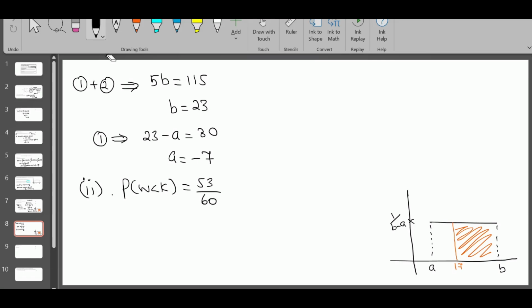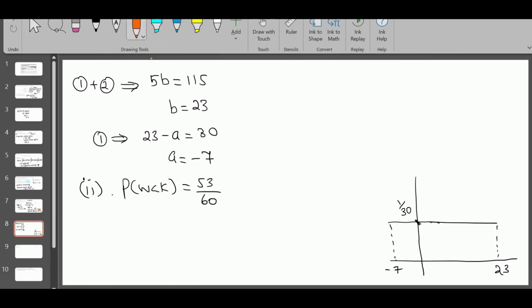Okay, now we know the values of a and b. Put it as minus 7. This is 23. Since it's minus 7, we are going to assume that it's all the way here, minus 7, and the y-axis is here. This will be 1 over b minus a, 1 over 23 minus minus 7, 1 over 30.